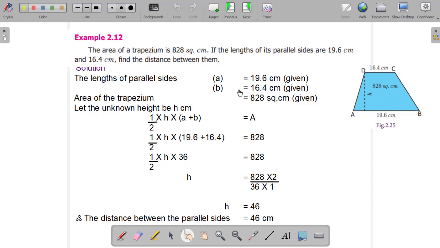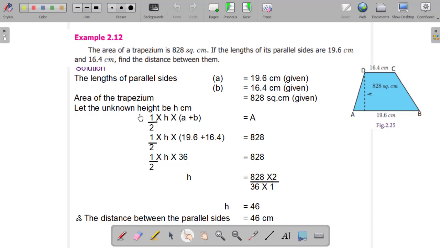So let's start with the given details. The length of parallel sides: A is equal to 19.6 centimeter, B is equal to 16.4 centimeter. Then area of the trapezium is equal to 828 square centimeter. These are the given details. So we don't know the value of H.